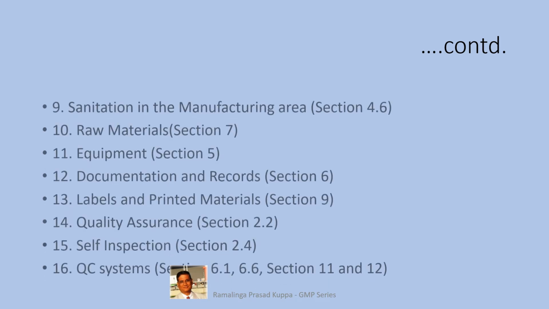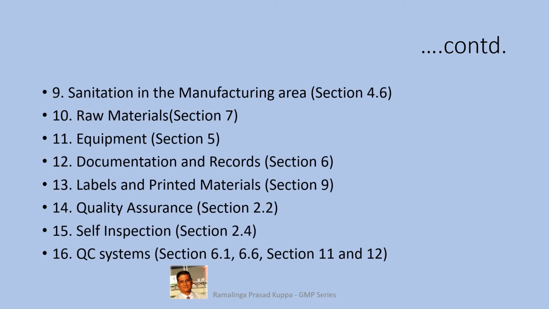There are some more sections. Sanitation in the manufacturing area is referred as Section 4.6 in ICH Q7. Raw materials is Section 7. Equipment is Section 5. Documentation and records is Section 6. Labels and printed materials is Section 9. Quality assurance is as Section 2.2. Self-inspection is given in Section 2.4. QC systems are given in Section 6.1, 6.6, Section 11 and 12 of ICH Q7 guide.